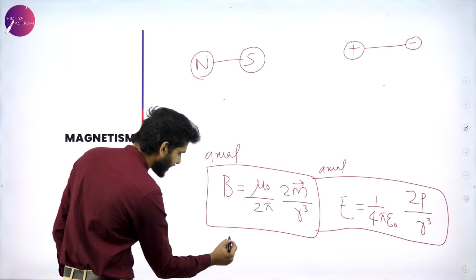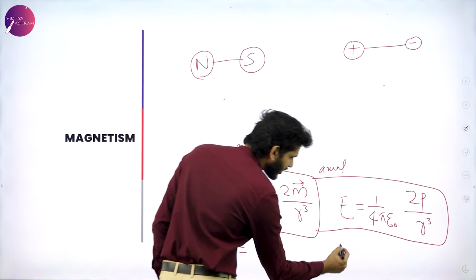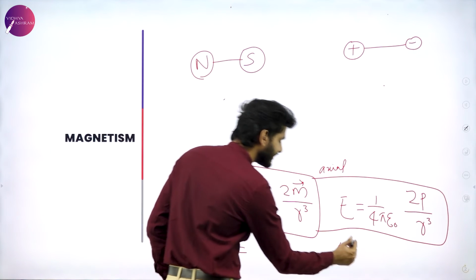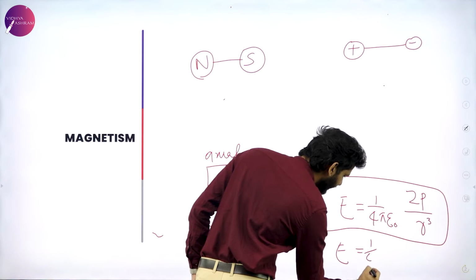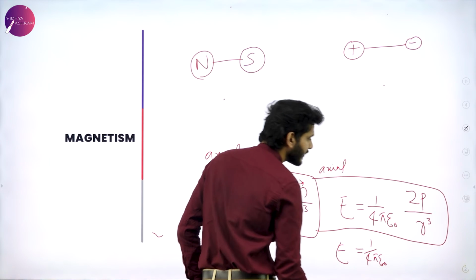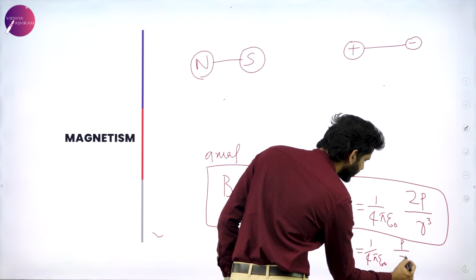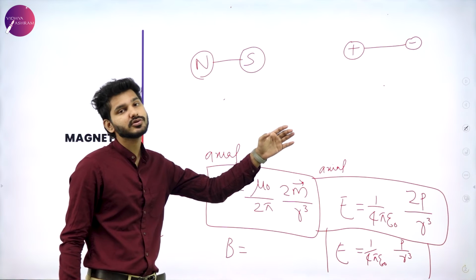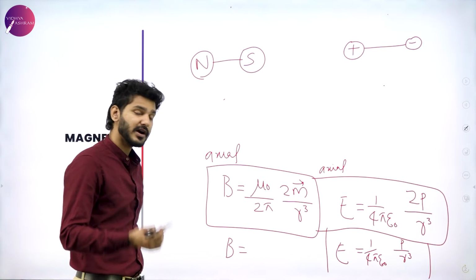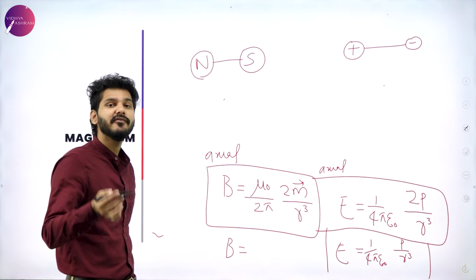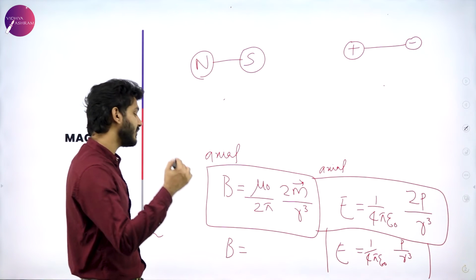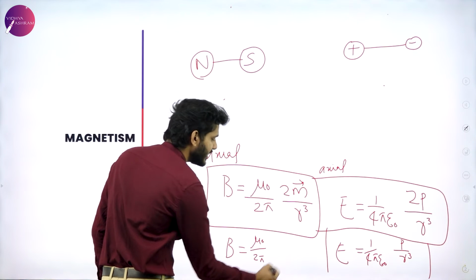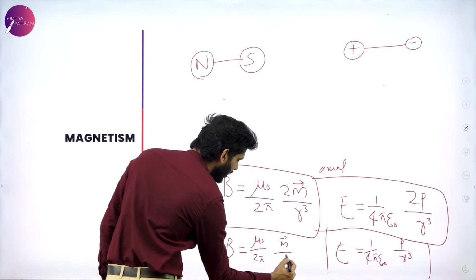That is, if I get the equation for the equatorial field in the electric dipole scenario, it will be equal to 1 by 4 pi epsilon naught into p by r cube. This was the equation for the electric field along the equatorial point for an electric dipole. But for a magnetic dipole, it will be very similar. If you try to find it, it will be equal to mu naught divided by 2 pi into m divided by r cube.